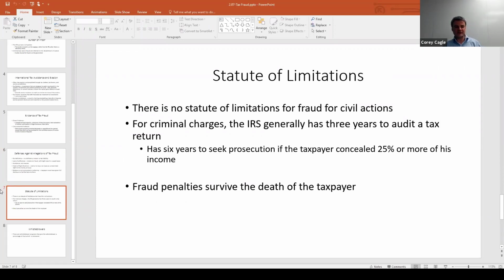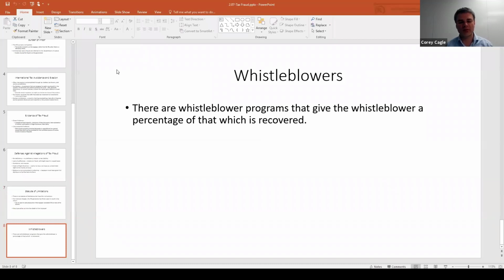For civil actions. For criminal charges, the IRS generally has 3 years to audit a tax return, 6 years to seek prosecution if they conceal 25% or more of the income. Fraud penalties survive the death of a taxpayer. So just because you die doesn't mean those fraud penalties go away. And then a final deal on whistleblowers. There are whistleblower programs that give whistleblowers a percentage of what's recovered.